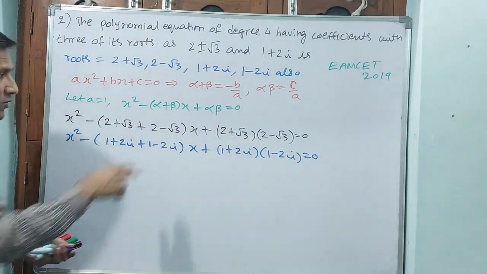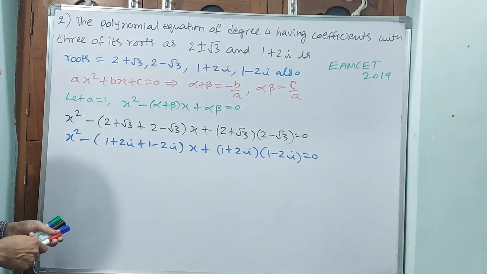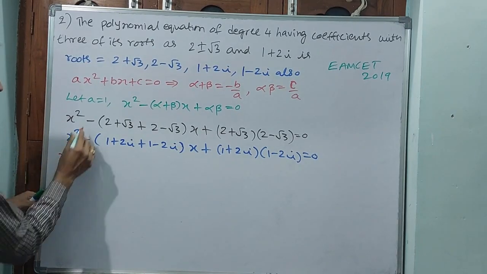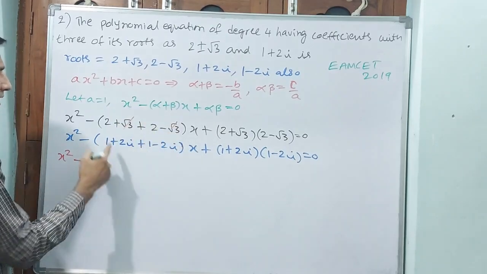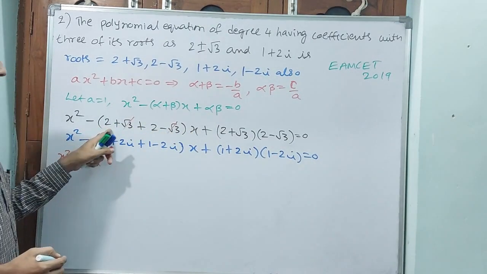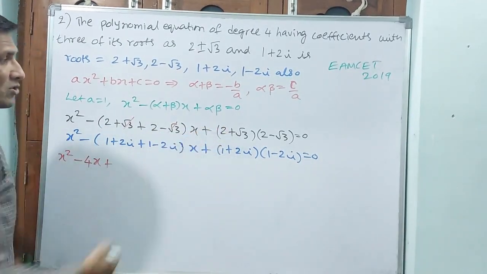Now you multiply both of these, but before that we can concise it. You see, x square is the same, minus 2 plus 2 is 4, and minus root 3 plus root 3 gets cancelled. That means minus 4x. Here we get a square minus b square.